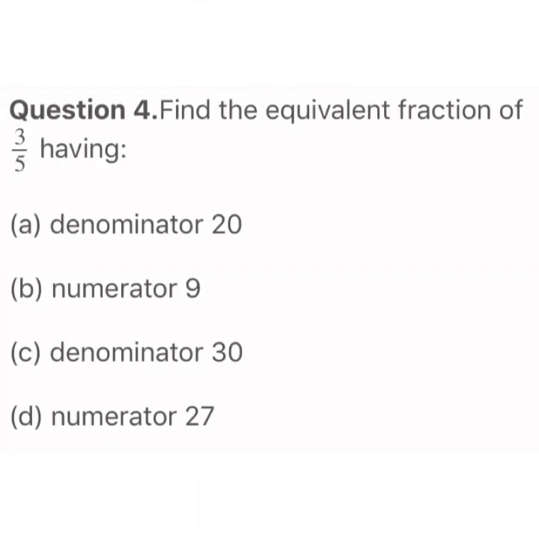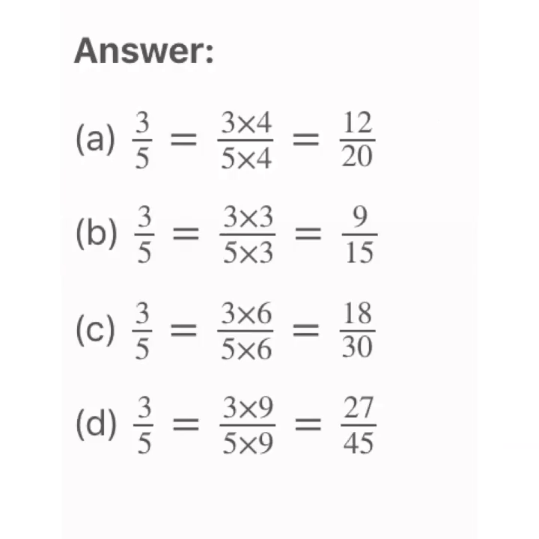Now question number 4. Find the equivalent fraction of 3 by 5 having denominator 20, denominator 30, numerator 9 and numerator 27. Children, here we have to find out an equivalent fraction which has some denominator or numerator which is given, but those fractions should be equal to 3 by 5. So let's start with the first one. 3 by 5 is equal to blank and 20 denominator.